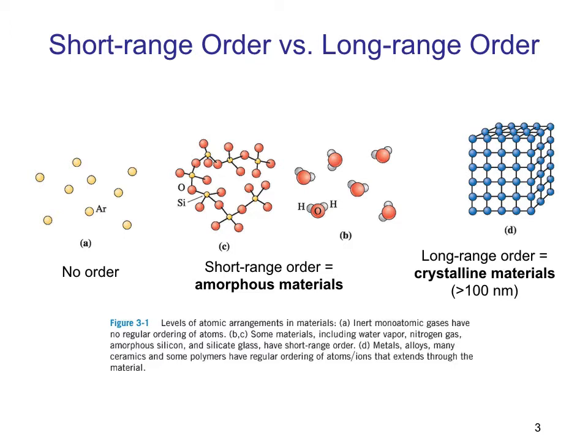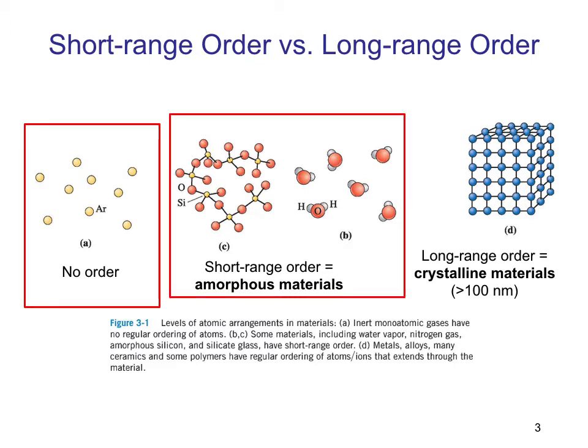We have to start by understanding the different ways atoms arrange themselves. Atoms in monoatomic gases have no regular ordering. Other gases, liquids, and some solids have short-range order, which means the spatial arrangement of the atoms extends only to the nearest neighbors. Then, most metals, semiconductors, and some polymers exhibit long-range order. They have a crystalline structure in which the atomic arrangement extends over much larger length scales.